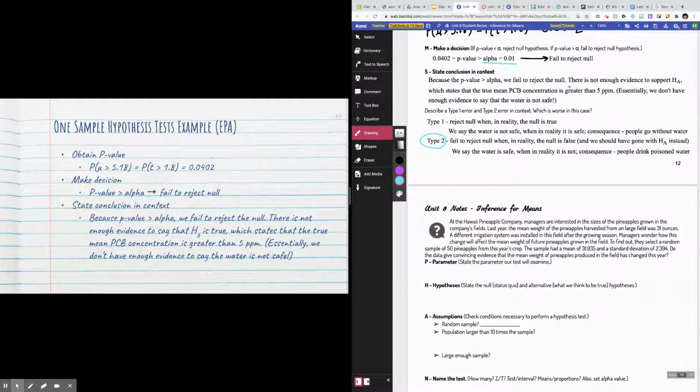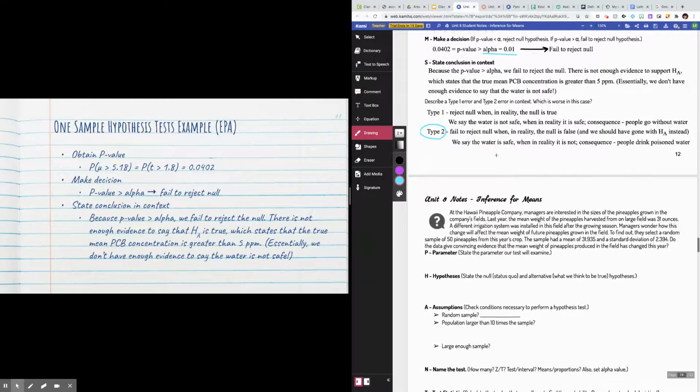Okay. On the AP test, you probably could make an argument either way, but in the case of this problem, I don't see an argument that type 1 is more severe. I think definitely type 2 is worse in this case, but that would be an interesting debate if you see it a different way. So I'd love to hear your thoughts if you are seeing this a different way than I am. Okay. All right.